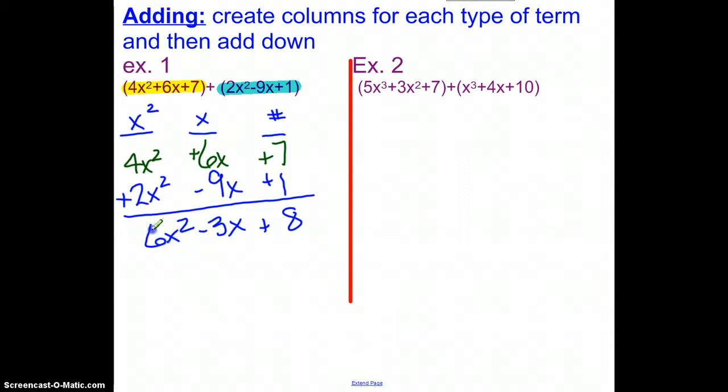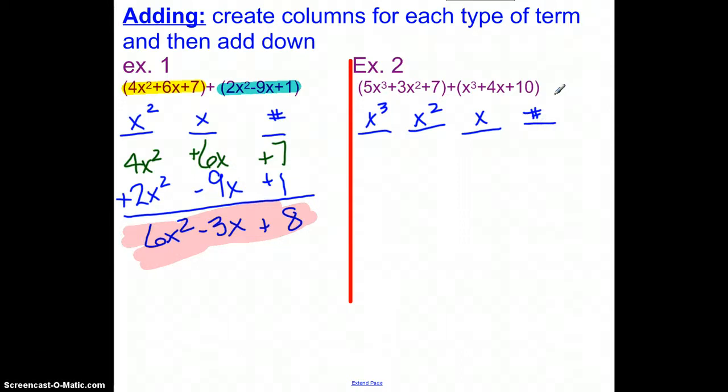Now on this one, this is going to be your final answer. Okay, let's do the same kind of thing over here. This one, the highest exponent out of anything would be x cubed. So it's going to be x cubed, x squared, x, and a number.